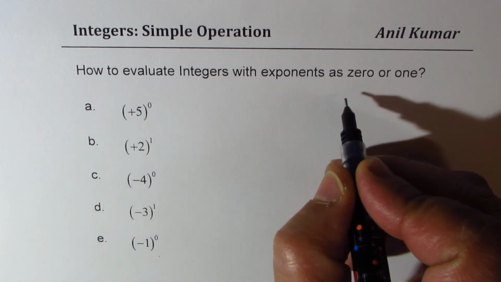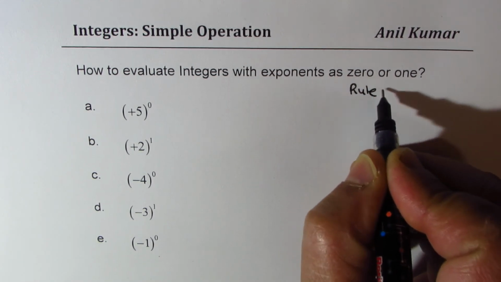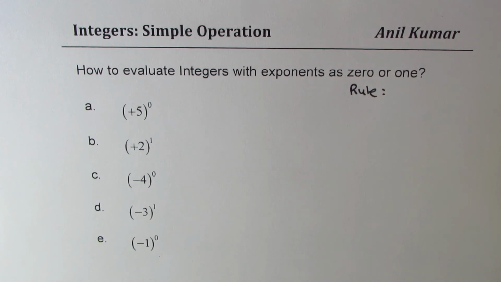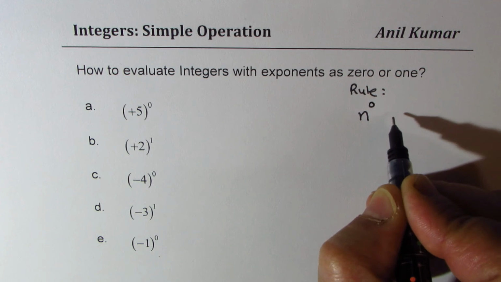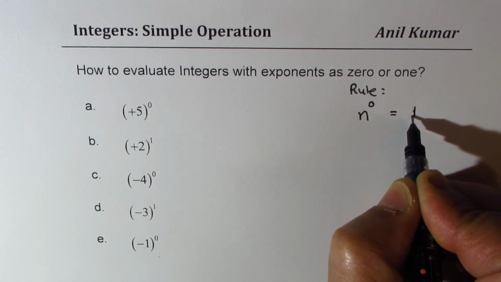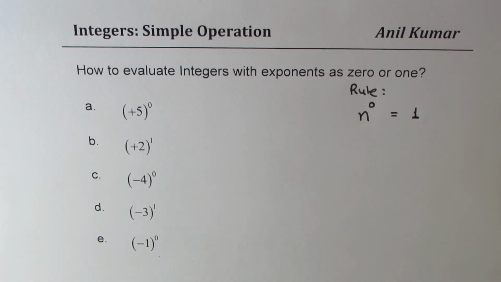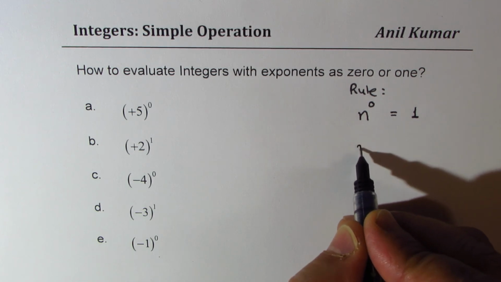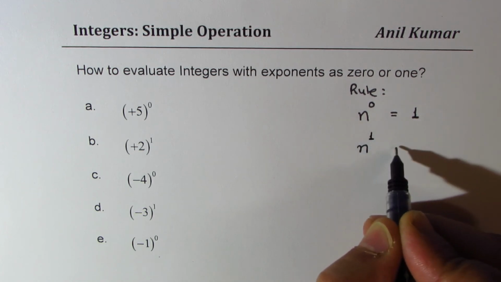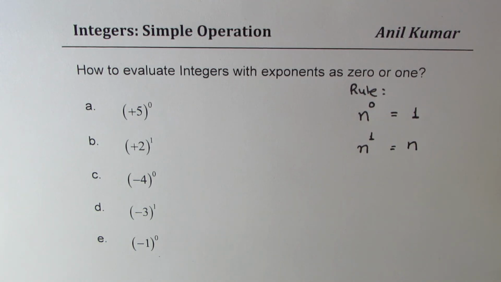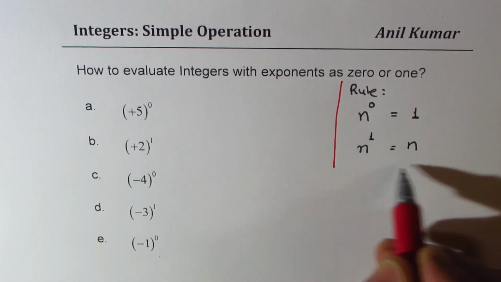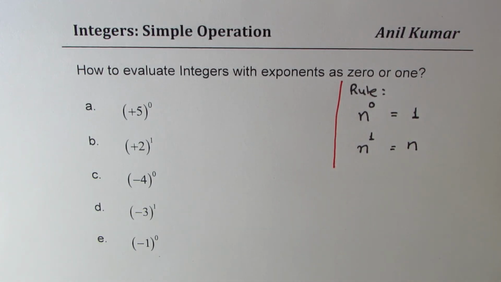Now the general rule here, which stands for any number as such: if you have a number n and the exponent is 0, the answer is always 1. And if we have a number n and the exponent is 1, then the answer is always the number itself. So this is a rule which is applied for all the numbers.